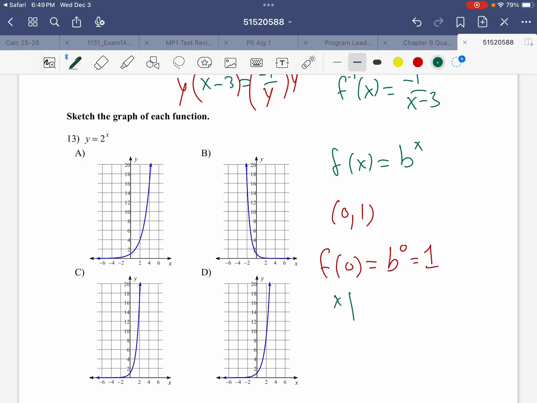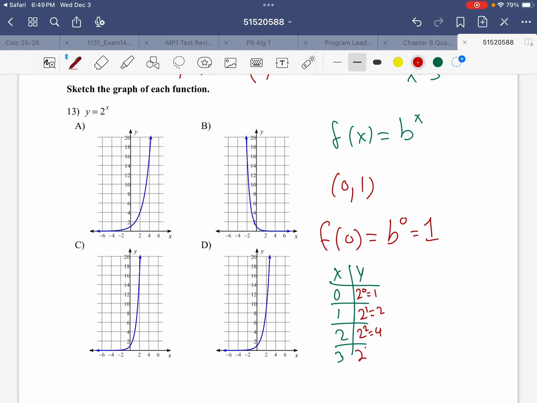My advice was to make a table of values. I'm going to try to use graphs that are easier to see because these ones are kind of small. At 0, 1, 2, 3. And now for my y value, 2 to the 0 is going to be 1. 2 to the first is 2. 2 to the second is 4. 2 to the third is 8.